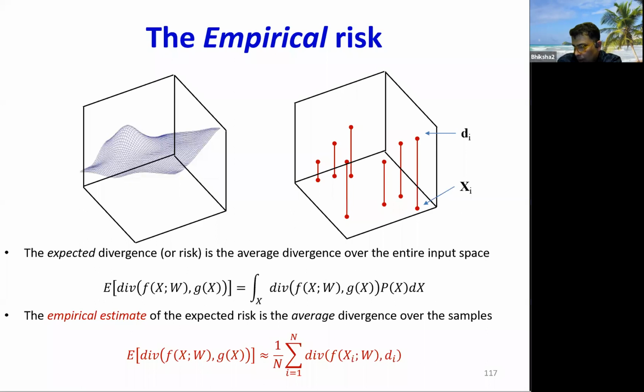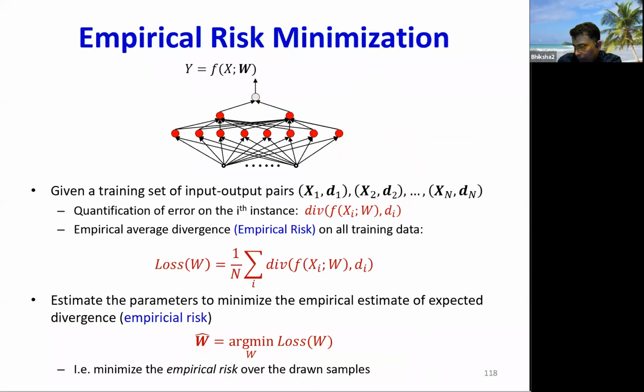And so what we actually perform is empirical risk minimization. You're given a bunch of training points. You're going to quantify the error on the ith training instance through a divergence function, which is the divergence between the output of the network and the desired output of the network. You compute the empirical risk as the average of these divergences over all the training instances. We will also call it a loss. This is a term that you will keep encountering.